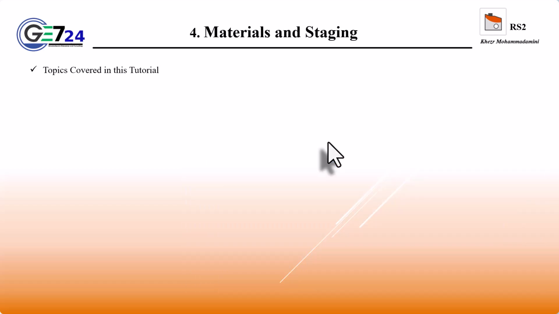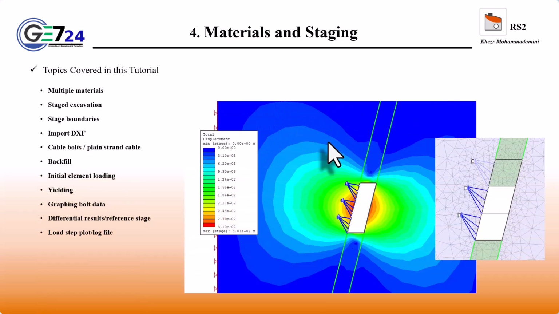And in chapter 4, we have material and staging. It means staging of the models and material layering, property and constitutive models, and also property and constitutive models for the support system and the structural elements. So we have multiple materials, meaning layering and complex, not a homogeneous model. Staged excavation, if we have staged excavation, not in one stage.